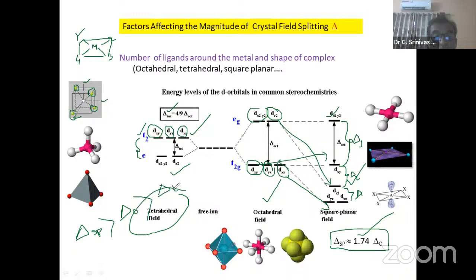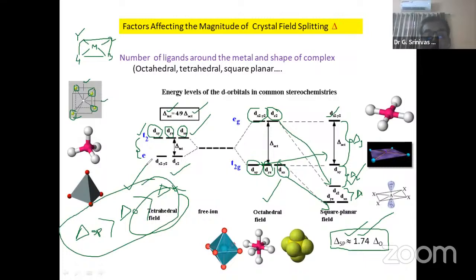So here the relation between delta SP, delta O and delta T is given like this. Delta T is equal to 4 by 9 delta O. The delta O value is more. Here delta SP is equal to 1.74 delta O. That means delta SP is greater than delta O, which is greater than delta T. This may also come in the multiple choice questions. That is, delta SP is greater than delta O is greater than delta T.